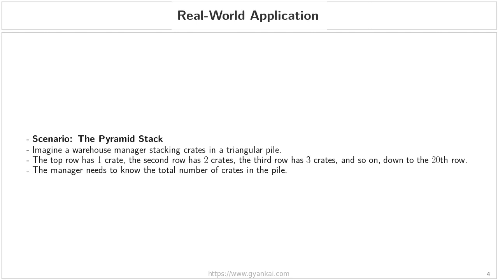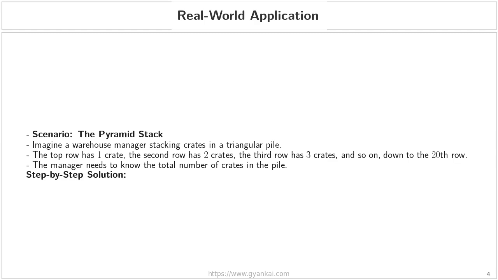Real-world application. Now that we have derived our special formula, let's see how it actually works in a practical, real-world situation. Imagine you are a warehouse manager, and you are tasked with stacking crates in a triangular pile. To keep the pile stable, you place just one crate on the very top row. The second row directly underneath it has 2 crates, the third row has 3, and this pattern continues all the way down until you reach the 20th row. Your goal is to find out exactly how many total crates are in this entire pile.